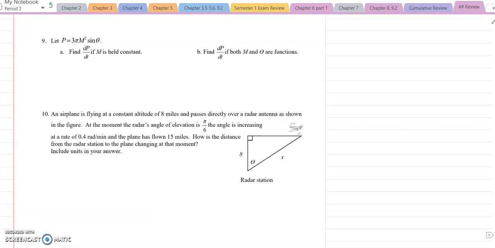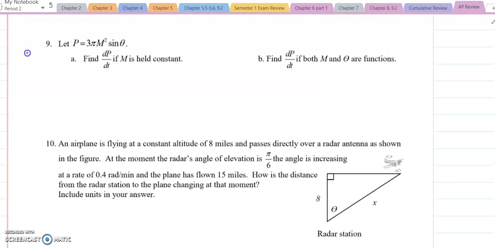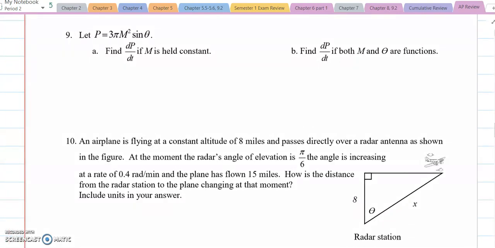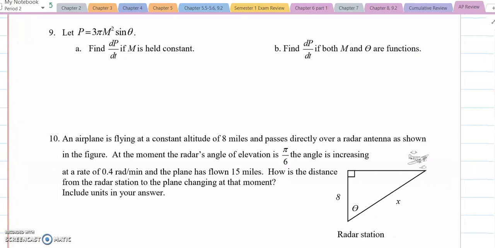So I'm going to go to a review guide that we had back in our related rates unit, and I've put this in your binder also, and I'm going to go through a few examples. So here's the function P equals 3 pi m squared sine of theta, and if you notice there's three variables here, and each of these questions is asking you to do dP/dt, so find the derivative of P with respect to time under different conditions.